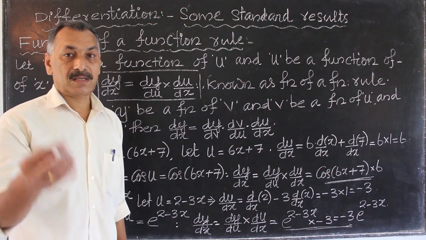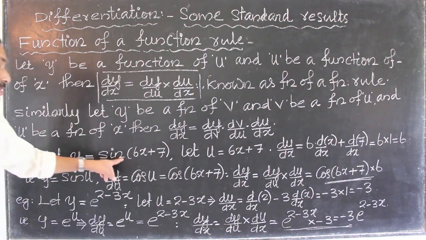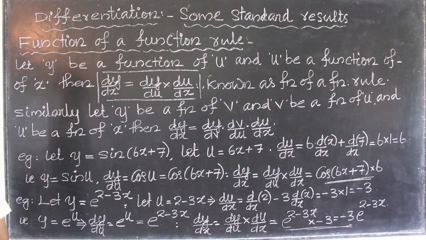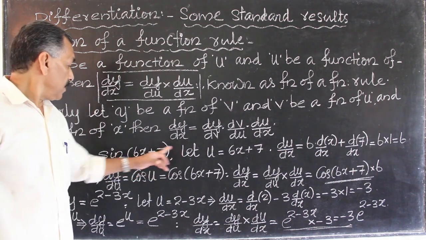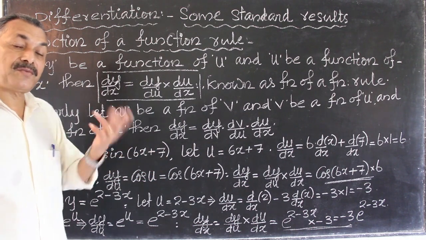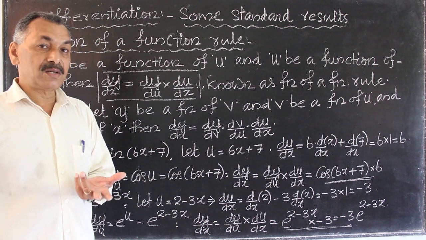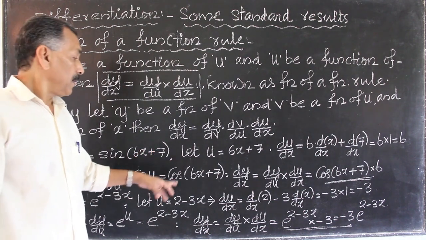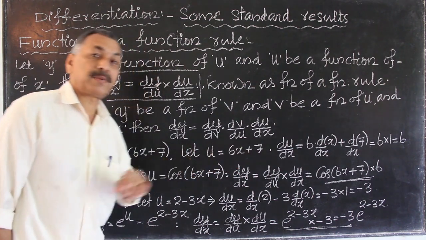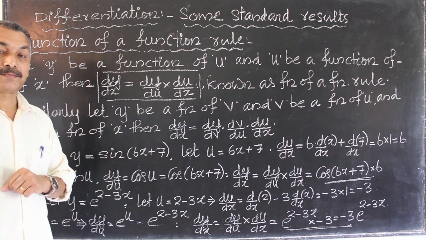Second example. Consider the function y is equal to sine of 6x plus 7. The derivative of sin x is cos x. Here it is sine of 6x plus 7, so let u be equal to 6x plus 7.